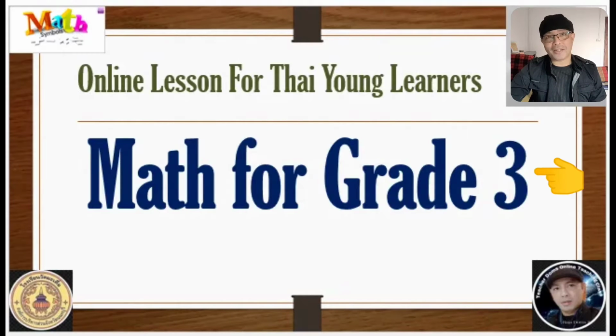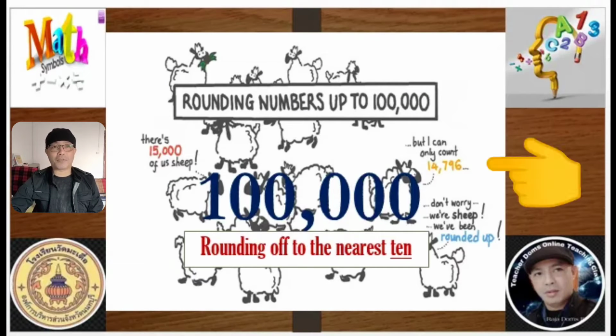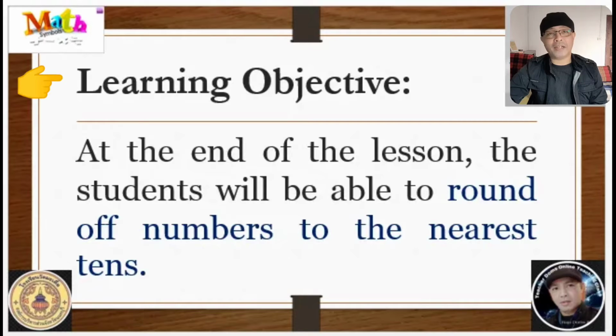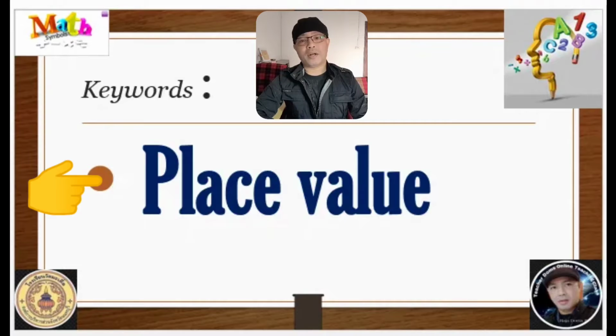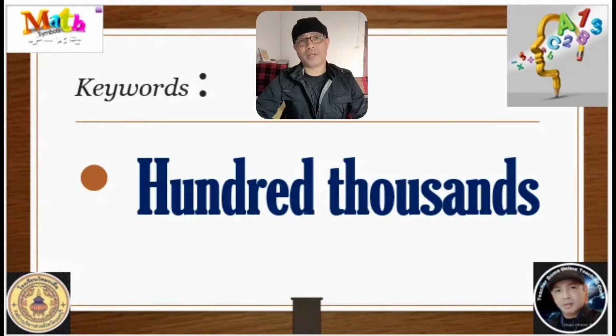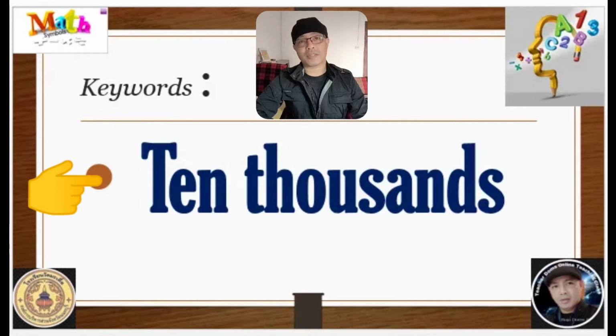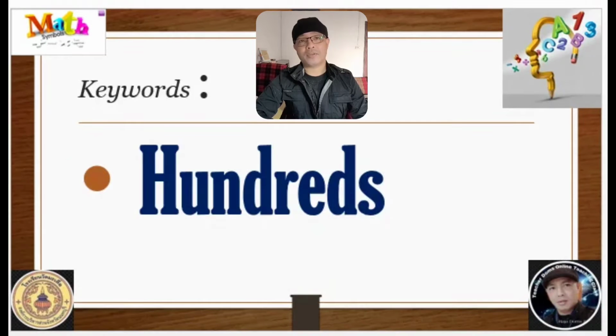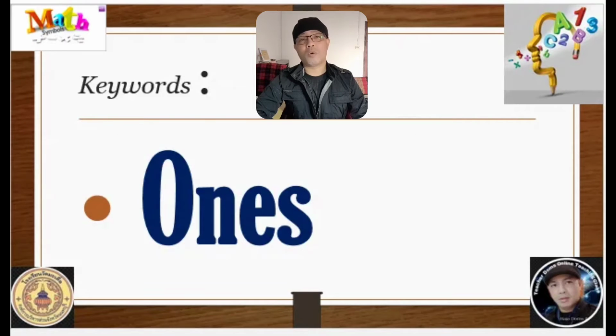Our subject for today is Mathematics for Grade 3. Our topic for today is rounding numbers up to 100,000. But for this particular lesson, we only round off numbers to the nearest 10. Our learning objective is, at the end of the lesson, the students will be able to round off numbers to the nearest tens. Our keywords are place value, digit value, hundred thousands, 10,000s, thousands, hundreds, tens, ones.